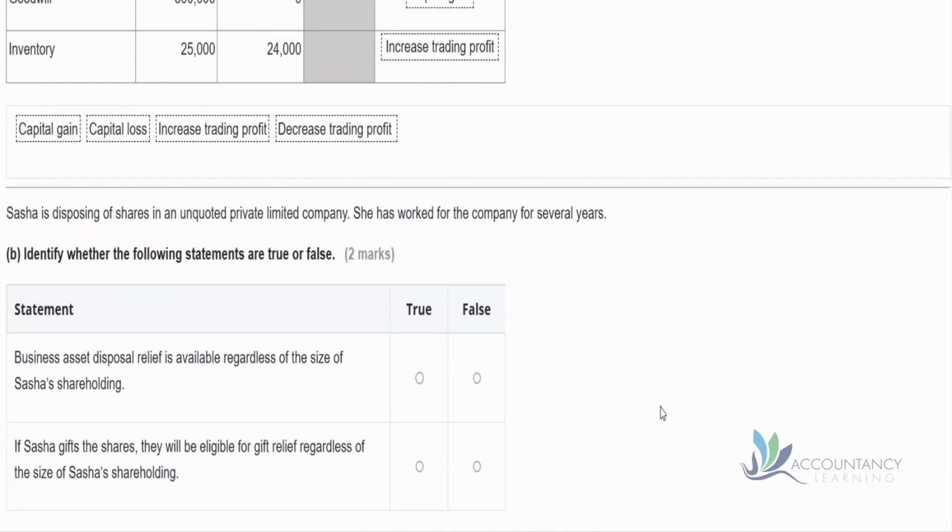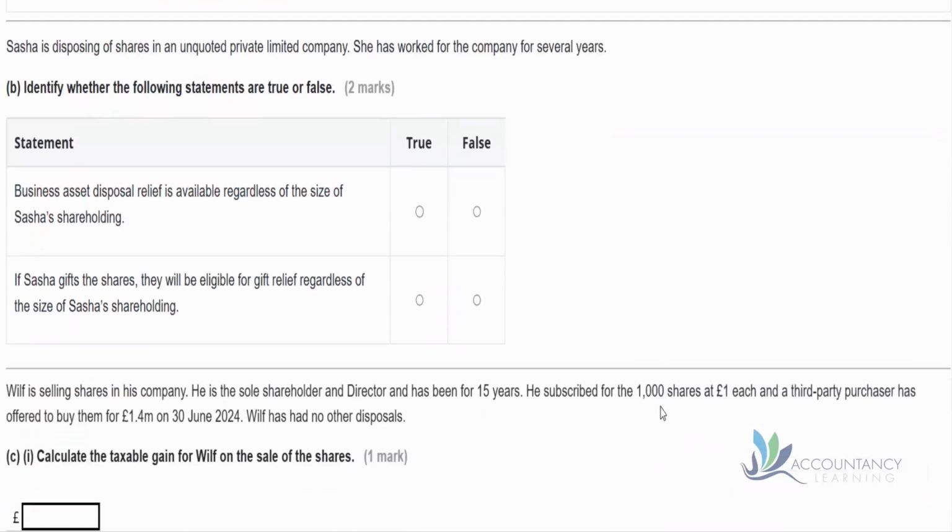Okay, and then in part B of the question, Sasha is disposing of shares in an unquoted private limited company. She has worked for the company for several years. So you need to identify whether the following statements are true or false. Business asset disposal relief is available regardless of the size of Sasha's shareholding. So can we remember everything about business asset disposal relief? Possibly not, so let's have a look at the reference materials.